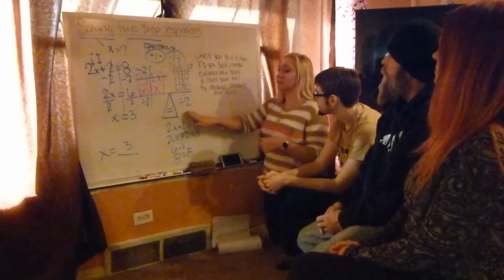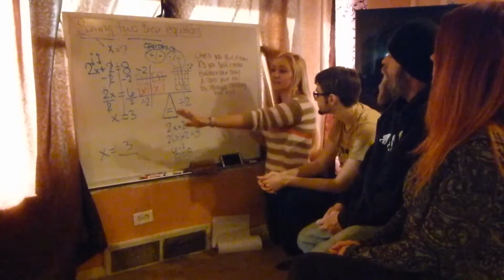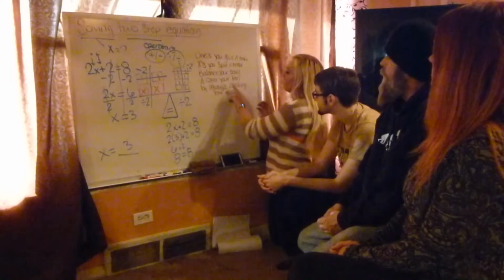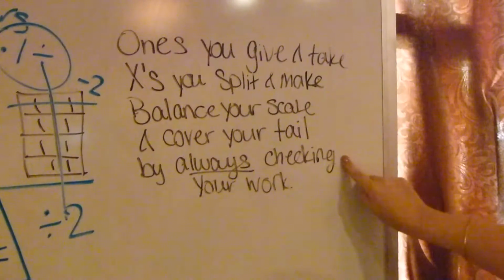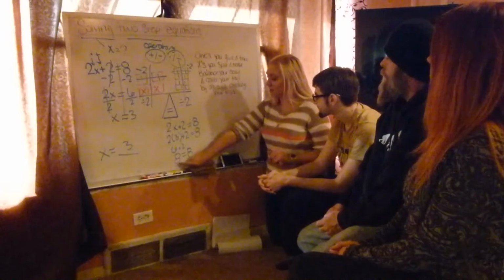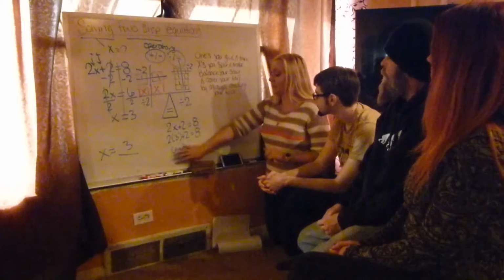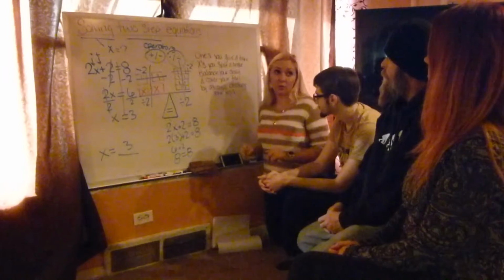Balance your scale. Always make sure you keep your scale balanced. What you do to one side, you have to do to the other side. And cover your tail by always checking your work. Make sure you check your work so that if you get a number wrong here, you know that something happened and you can go back and fix your work.